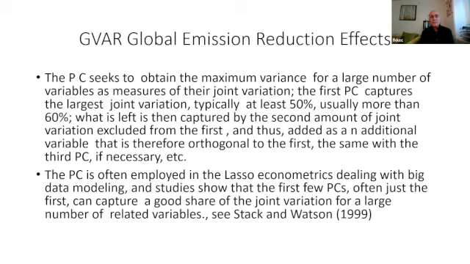Principal component is often employed, less so in econometrics, dealing with big data, and studies show that often the first few principal components, often just the very first one, can capture a good share of the joint variations for a large number of related variables. For evidence, see for example the Stock and Watson papers. They have a couple of papers, and this is just one of them. So citing here, I think this one suggests that just the first principal component is sufficient.